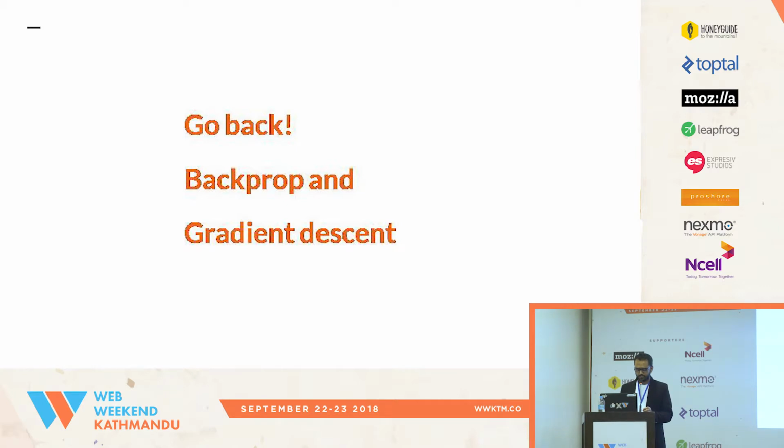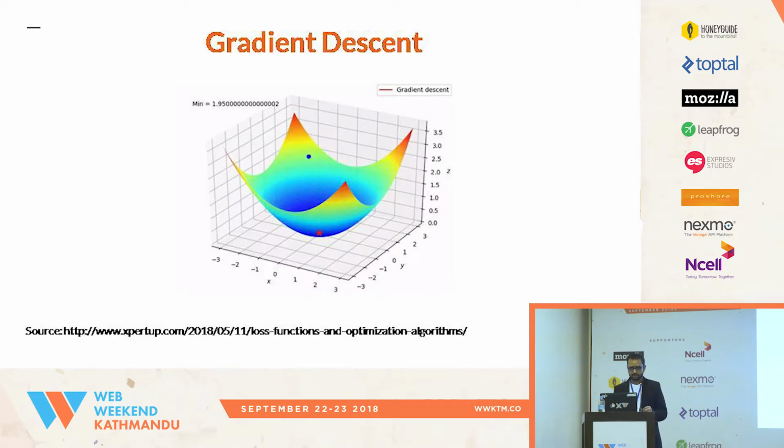Did I talk about gradient descent? No. So this is a gradient descent GIF. What it does is it goes down the hill. This is actually a loss function, and the loss function is going down the hill so that you get the minimal loss. And minimal loss means your accuracy is great.